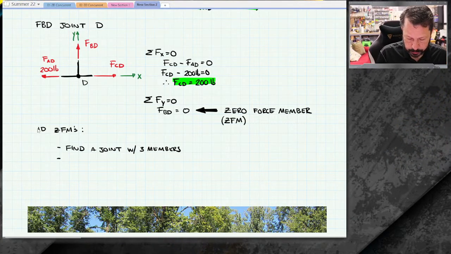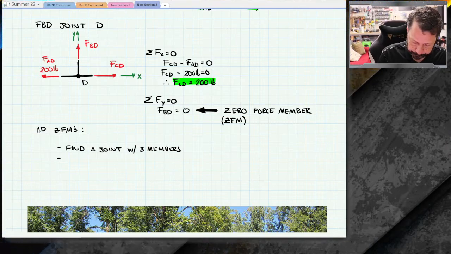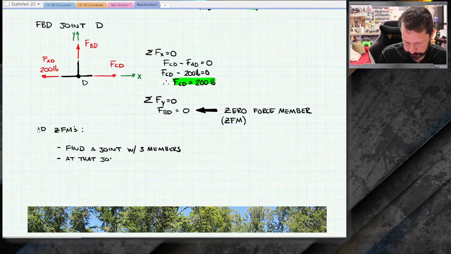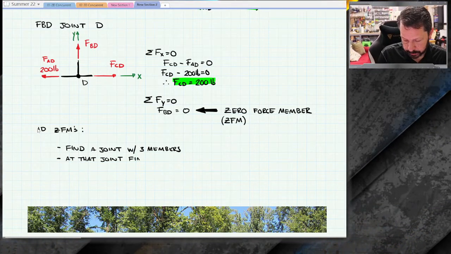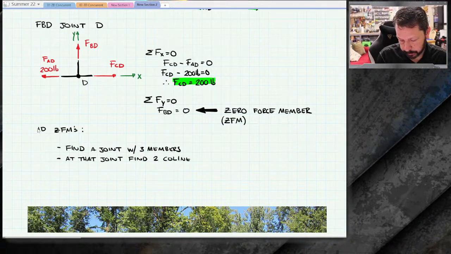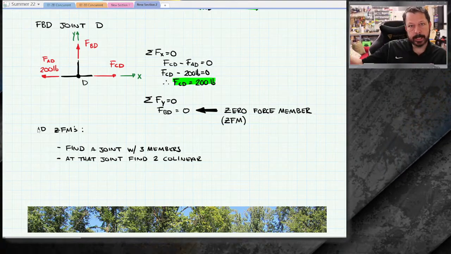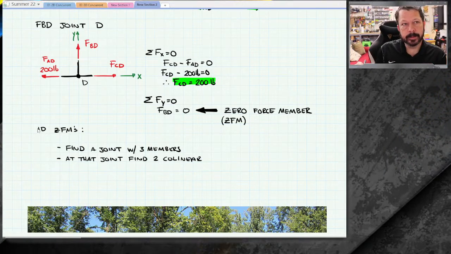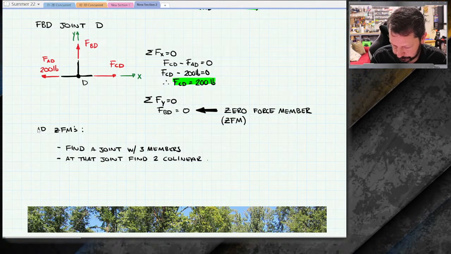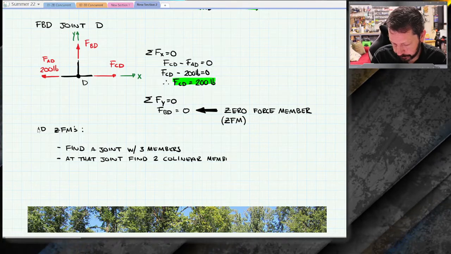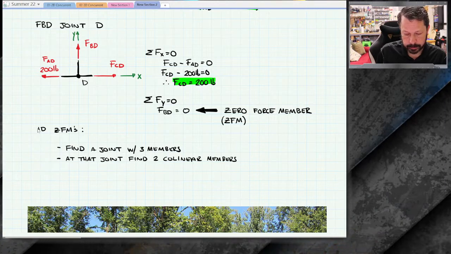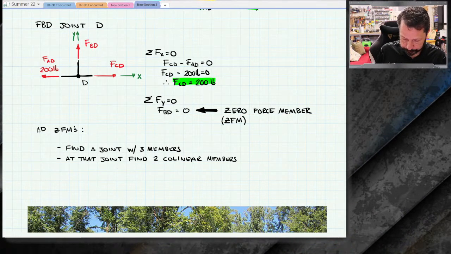Then you look at that joint, find 2 collinear members. So that means they're in the same direction. It doesn't mean they're horizontal or vertical or anything like that. It just means that 2 members are in the same direction. So in our example, AD and CD are collinear. You know, they're on the same line of action.